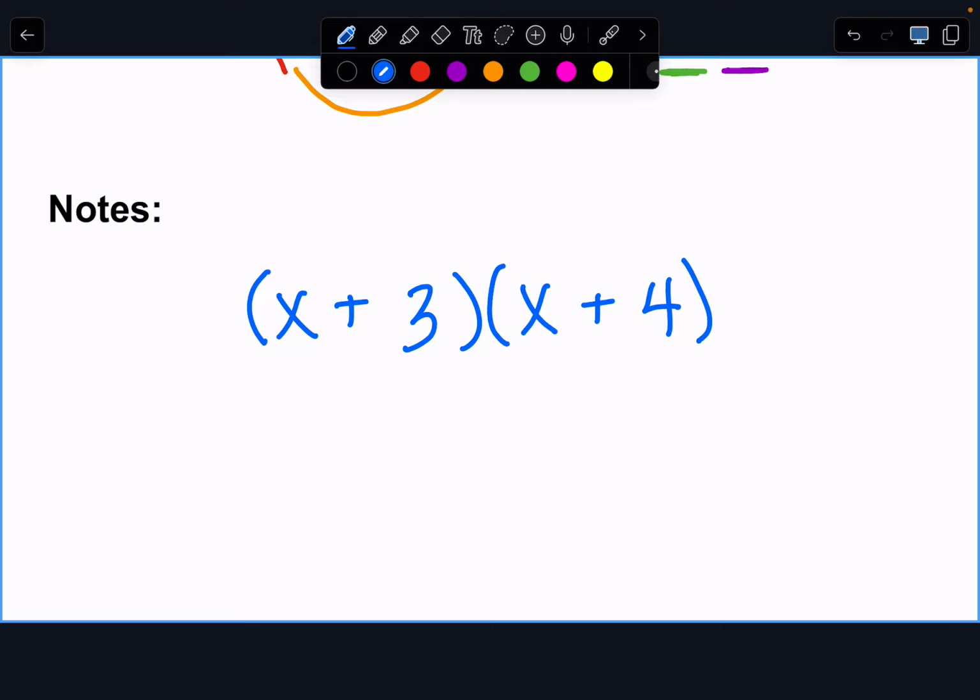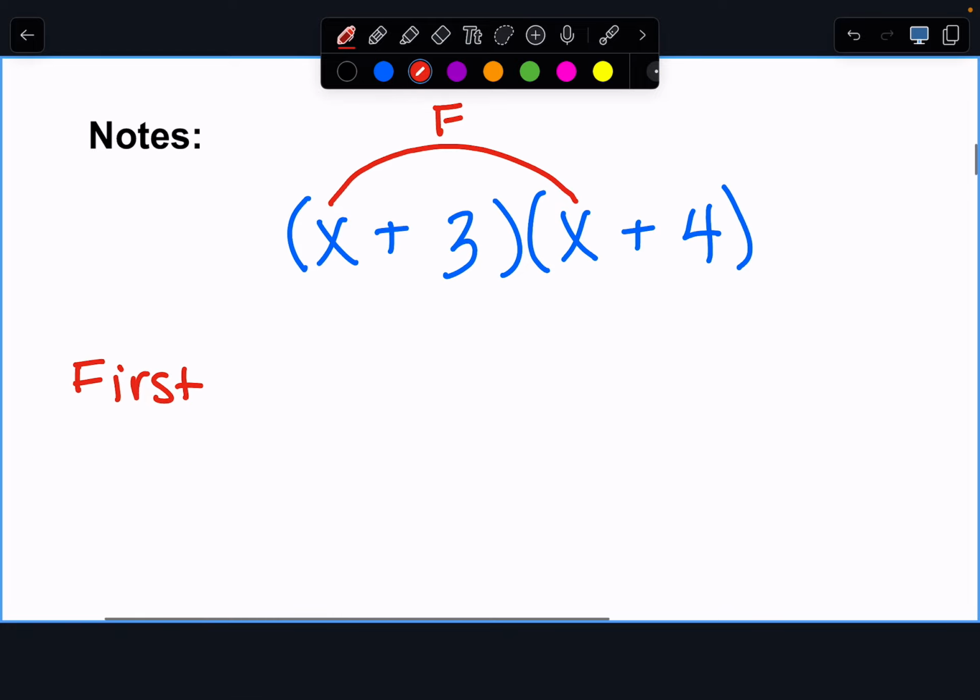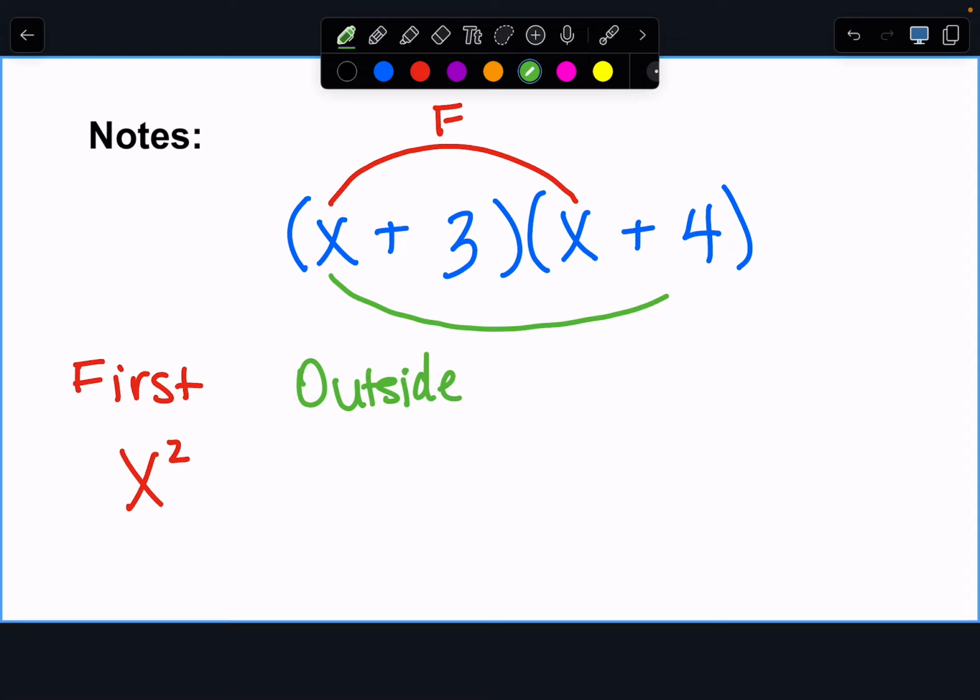F stands for first. What happens when we take our first terms times each other? X times X. Then O stands for outside. If we take our outside terms multiplied together, X times 4 gives us a positive 4X.